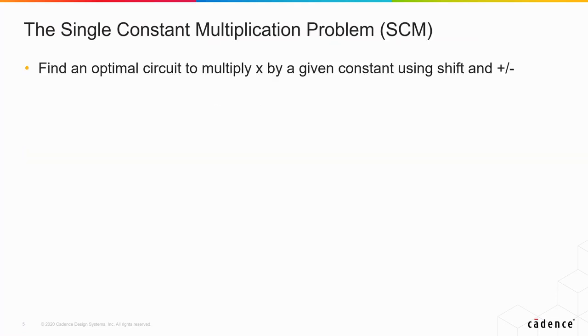Let me now introduce the problem this talk is actually about. And the problem is, we want to build an optimal circuit for multiplication by a given constant, and it should be optimal in the sense that we use as few adders and subtractors as possible. Here, for example, we are trying to construct a circuit which multiplies any input by the constant 85.